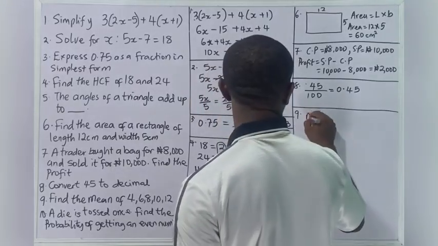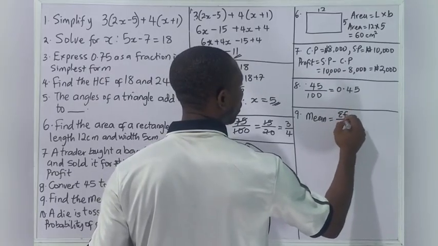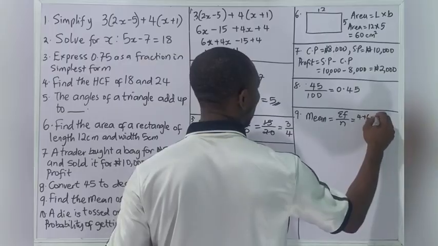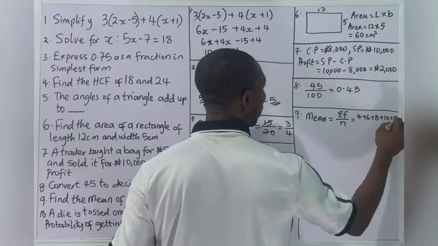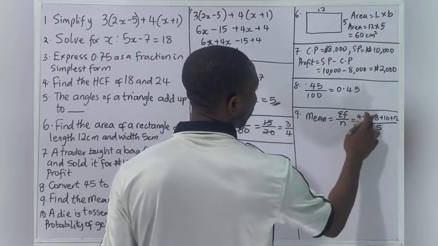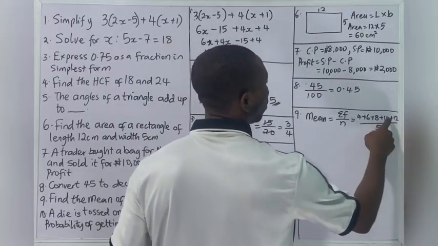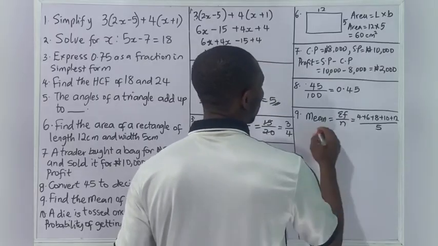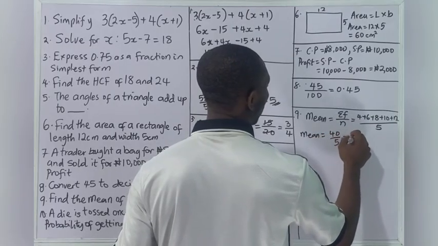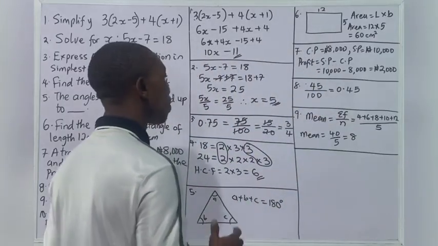Okay, mean equals a summation of our frequencies over the number. So in this case, we have it as 4 plus 6 plus 8 plus 10 plus 12 over 5. Now this will give us 4 plus 6 is 10, 8 plus 12 is 20. So 20 plus 20 will give us 40. So our mean equals 40 over 5, which gives us 8. So the mean of the set of data would be 8.